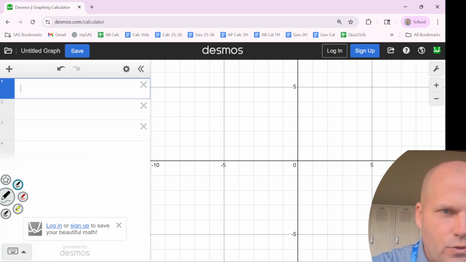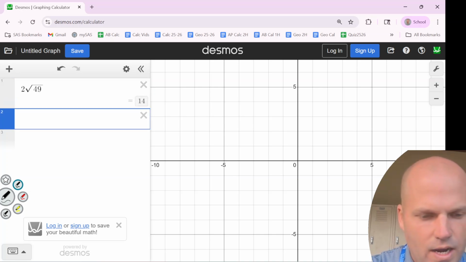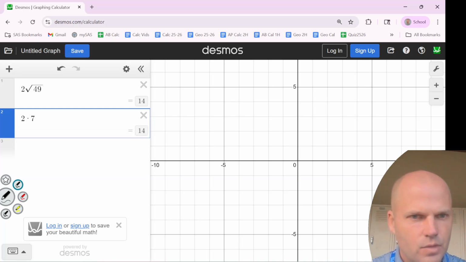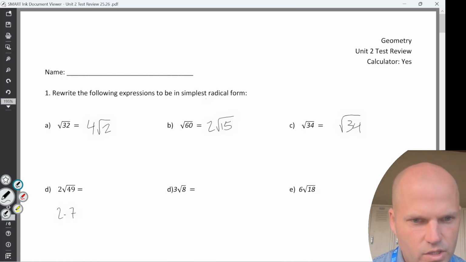Now we have 2 root 49, and we realize that that's just going to be 14. Why? Because the square root of 49 is 7. So we have 2 times 7. 2 times 7 is 14.